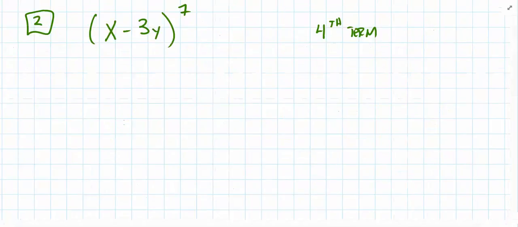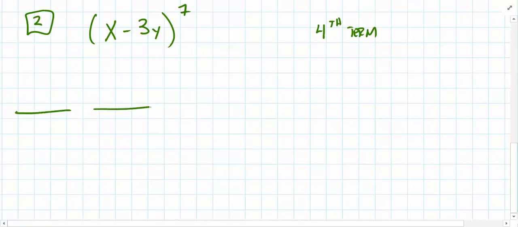What do you think? Okay, so let's say you're given x minus 3y, and you're expanding this to the 7th power. And we want to know the 4th term only. Is there a way that we could maybe just figure out the 4th term without having to write all these out? Well, there is, right? Well, how many terms do we have total? 7. Nope. We'll have 8 terms total.